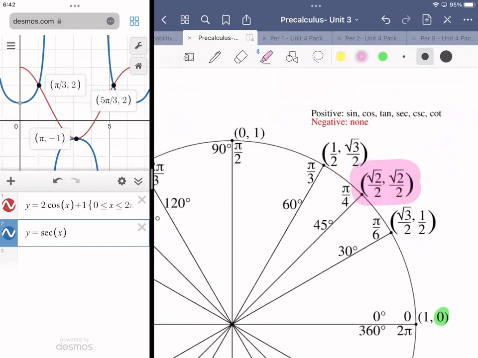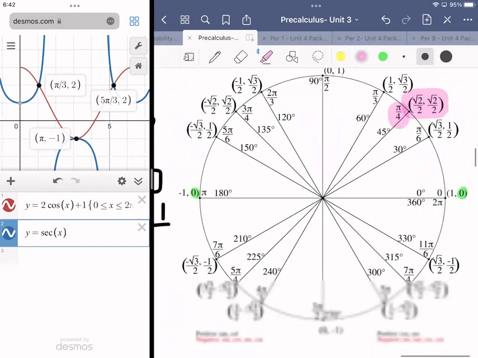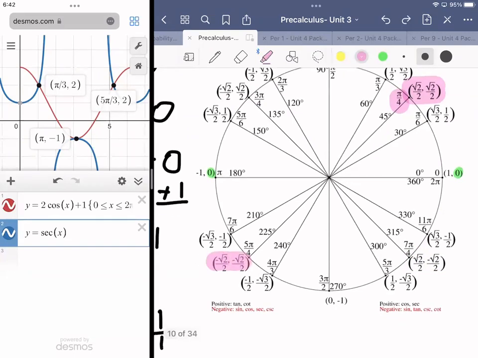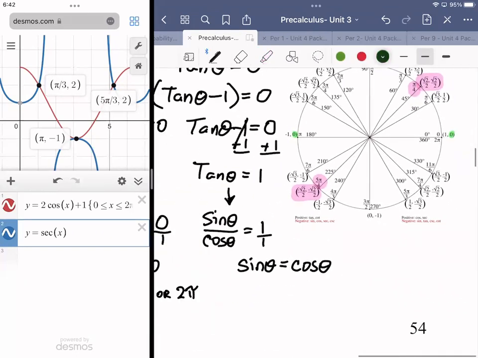If I have that in mind, I'd be looking at this. That's an instance where the x and y coordinates are the same, pi over 4. Here it doesn't play out because these are opposites of one another. Same thing over here. But over here it works. They're both negative, they have the same absolute value, they're the same numbers. So we would get pi over 4 and 5 pi over 4.